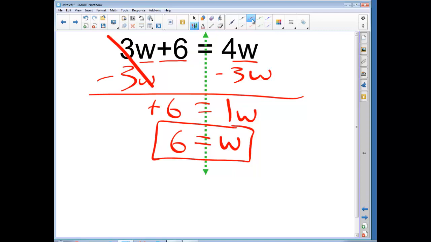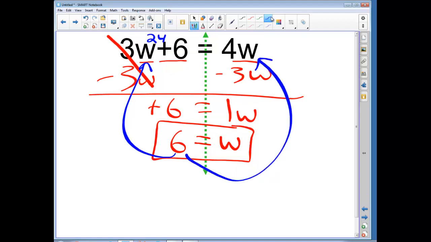And to check your answer, if you wanted to, take that 6, plug it in for your w there. 6 times 3 is 18. 18 plus 6 is 24. Plug in the 6 on the other side. 6 times 4 is also 24. 24 equals 24. That works.